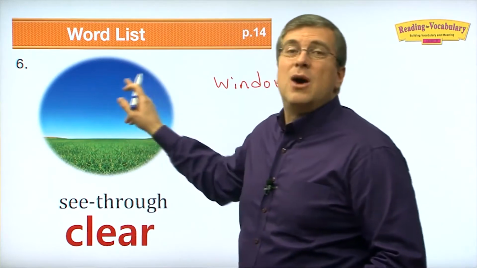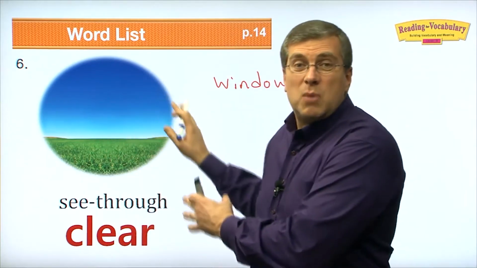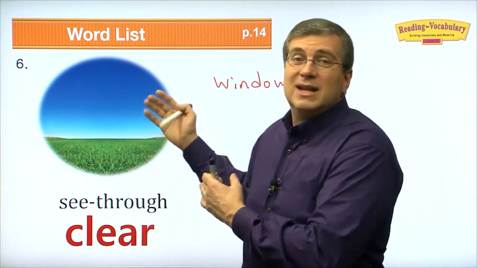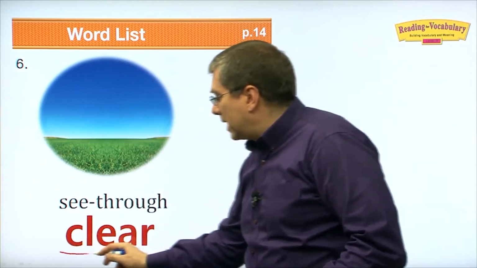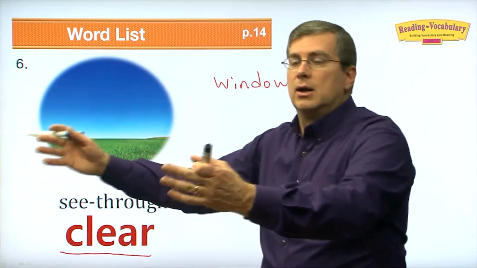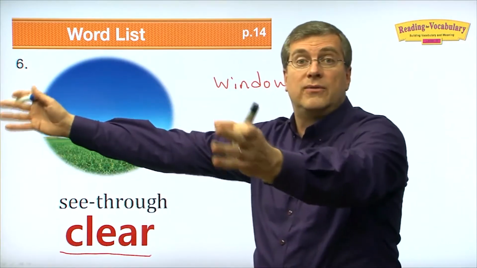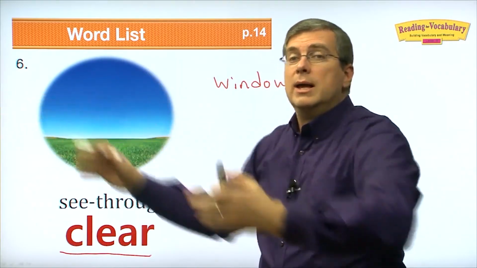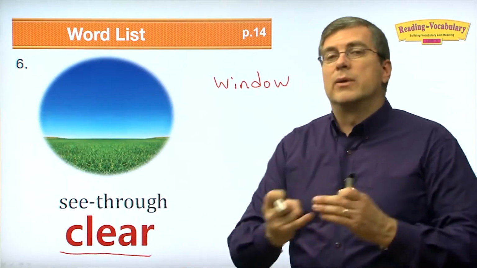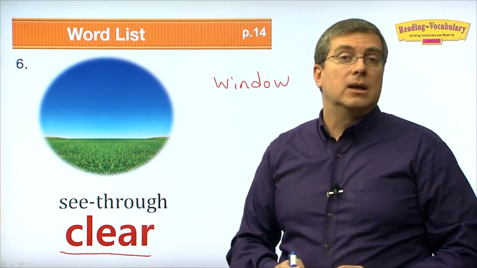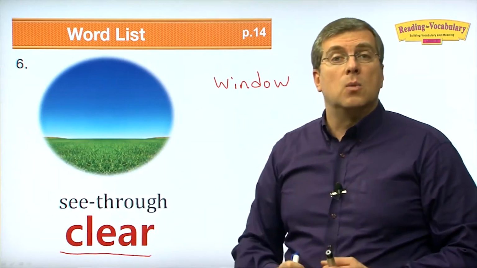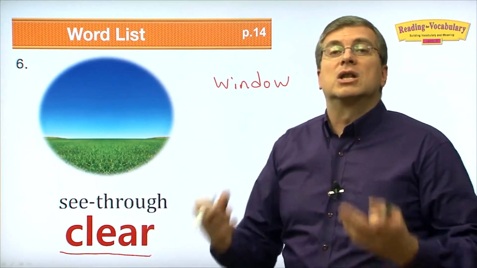If it's a cloudy day or there's a lot of smoke or dust in the air, then it's not clear. It's dirty. You can't see through it. But something that you can see through is clear. You can really see far, and you can see very well because it's clear. Whether it's glass, whether it's air, water can be clear. You can see very clearly through water. So these things are clear.